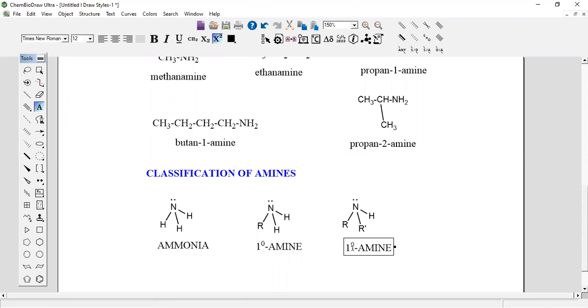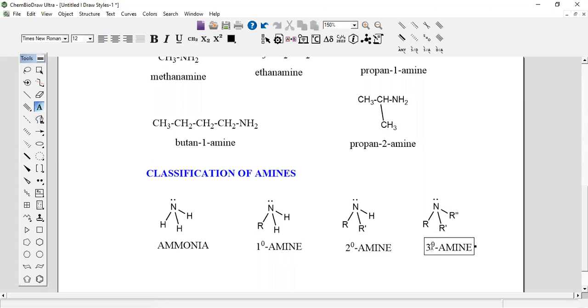This is going to be the secondary amine. Suppose in the same ammonia, in the same compound, let us take this 3. This same compound, when replaced with one more alkyl group, either the same or different, what is it called now? Tertiary amine. We call it the tertiary amine.